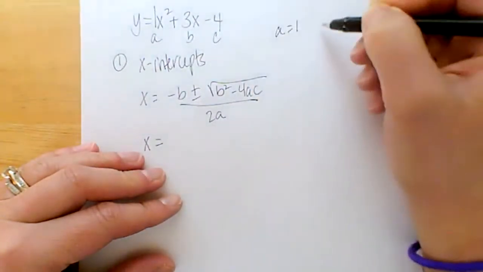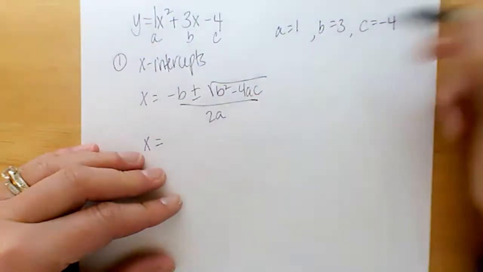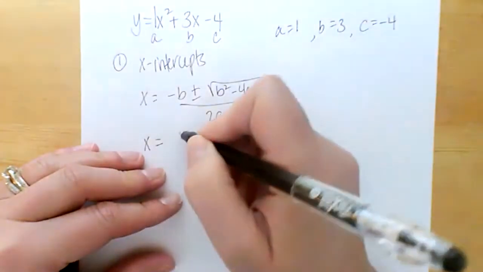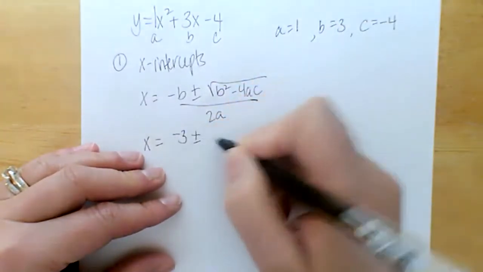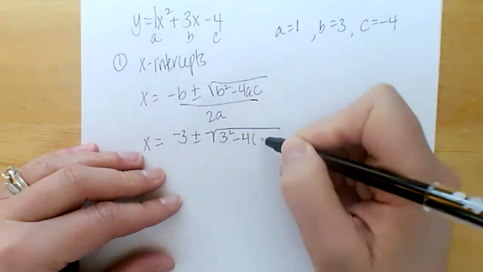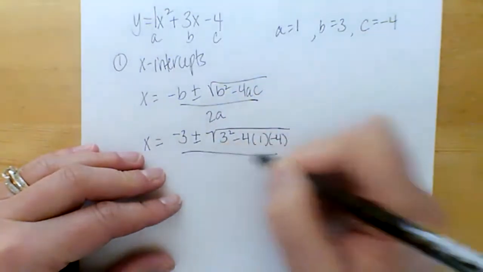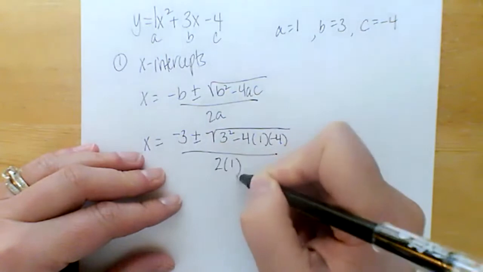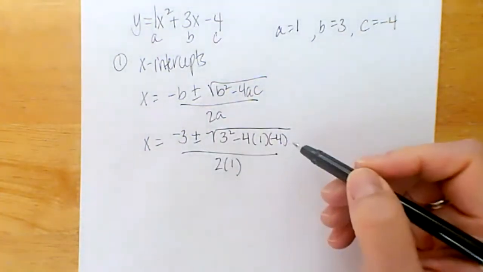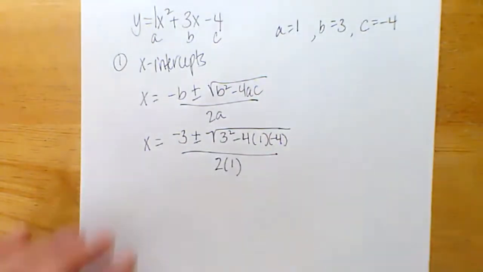So a is going to be 1, b is going to be 3, and c is going to be negative 4. And you know I like to write them all out so I can just put them in the formula. So now let's put them in the formula, opposite of b, so negative 3 plus or minus the square root of b squared minus 4 times a times c all over 2 times a. And remember, I like to put all of my numbers here, especially the ones with the negatives, in parentheses. All right, so let's go and do this.